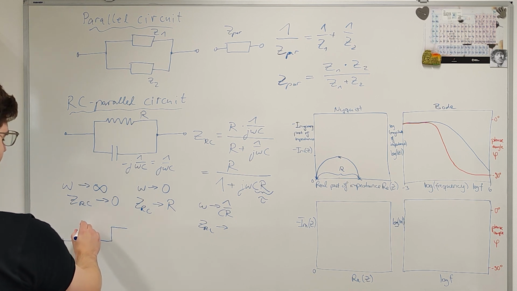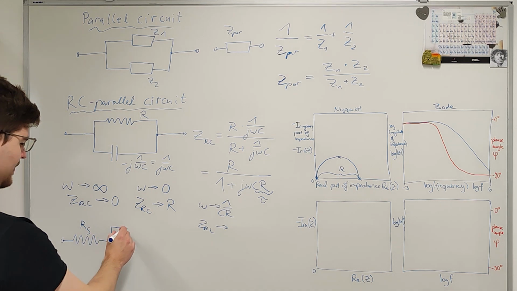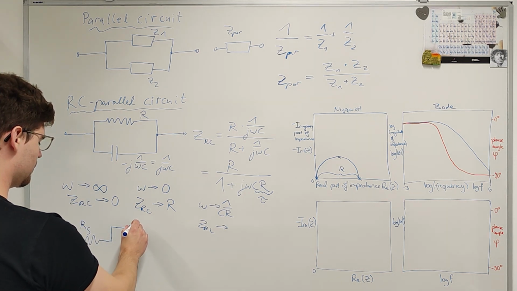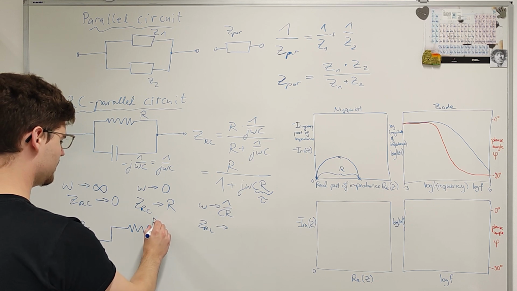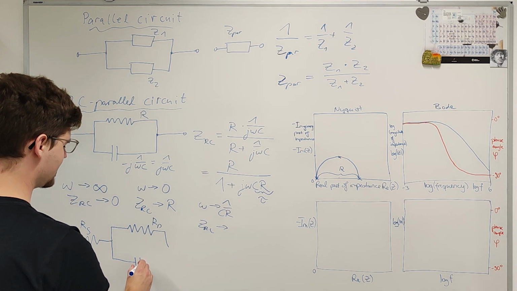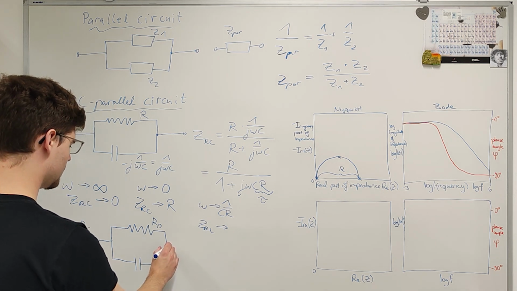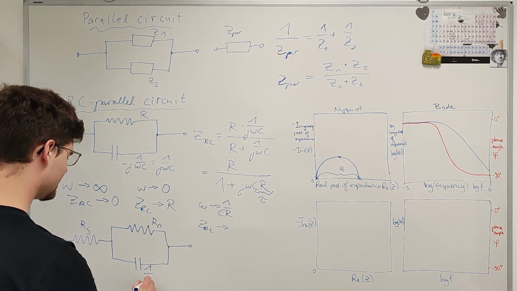I will now rename this series resistance with RS and the parallel resistance RP to distinguish them. And the impedance of the capacitor remains the same. And it is 1 over j omega Cp.